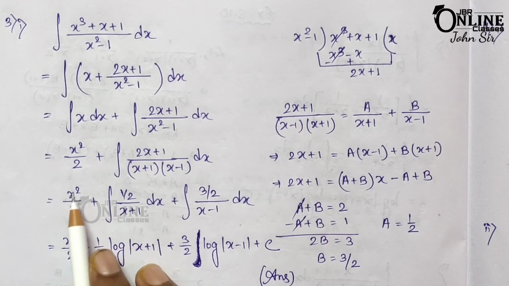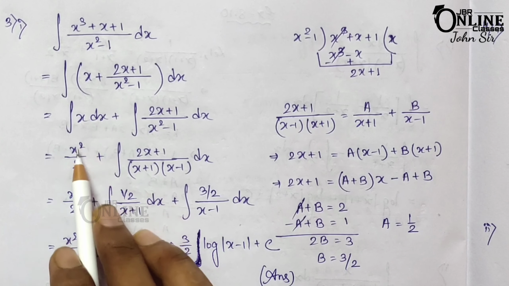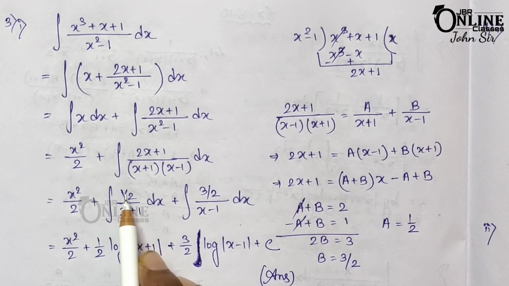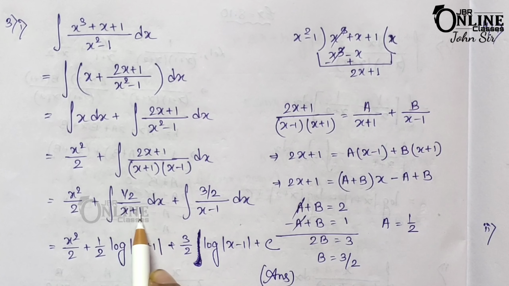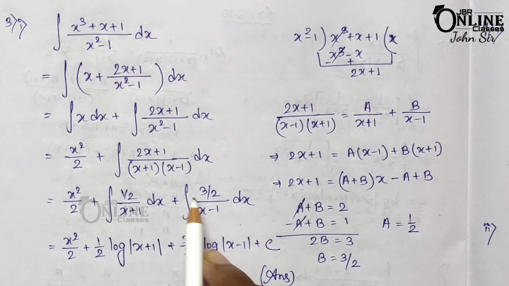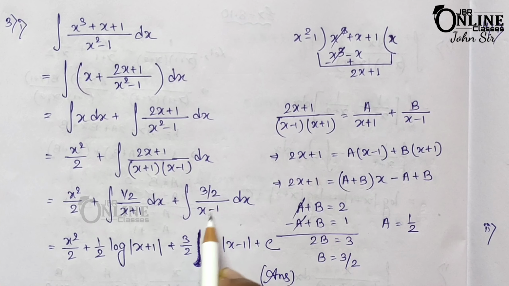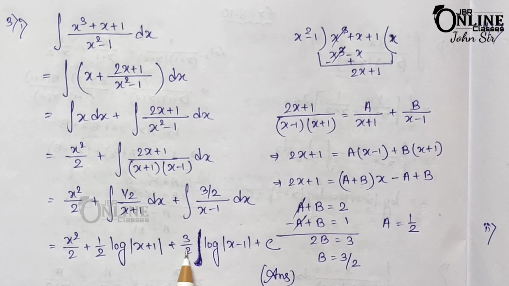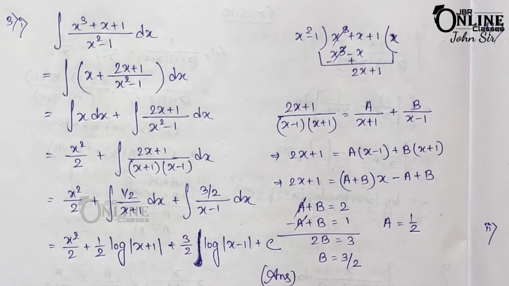So just put down here, it will be now integration x means x square by 2. So x square by 2 plus, here integration a means half by x plus 1 dx, plus integration b by x minus 1, b means 3 by 2, so dx. So now final answer, x square by 2 plus half log mod x plus 1 plus 3 by 2 log mod x minus 1 plus c.